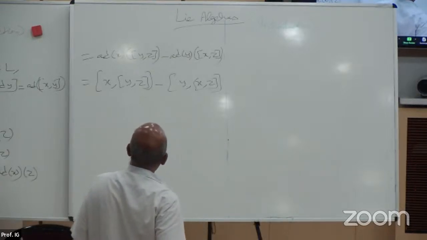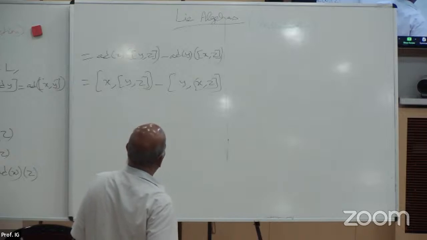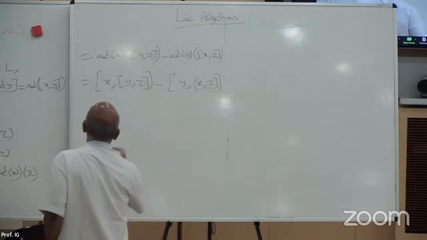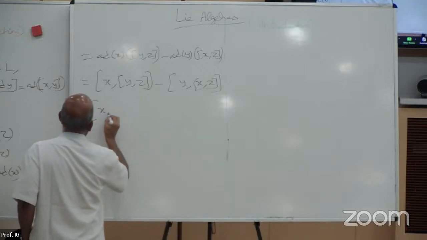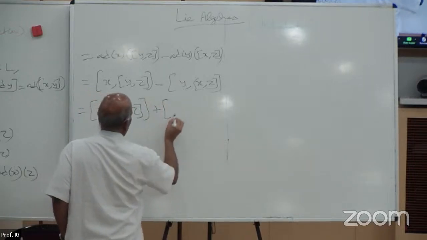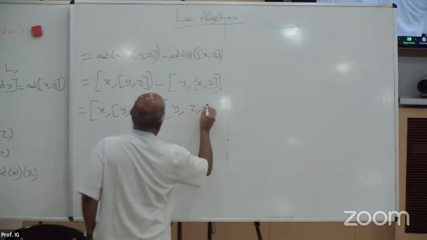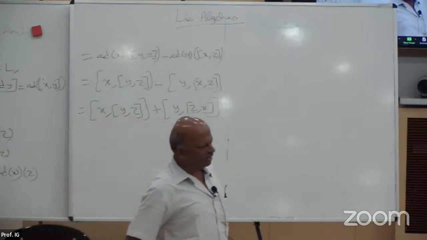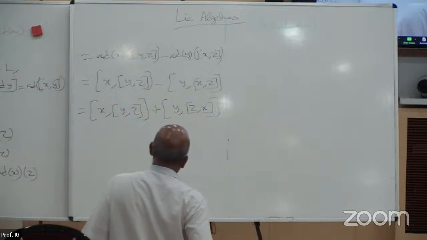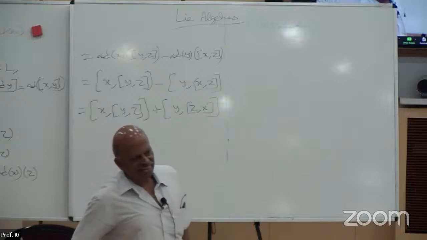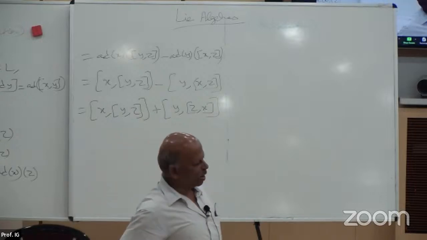And the first one, the order is nice: x, y, z. The second one, somehow there's a slight change. So let us rectify it by taking this. This is where the anti-commutativity comes. By anti-commutativity, minus [x, z] is the same as [z, x]. So what we get is [x, [y, z]] plus [y, [z, x]]. Now it seems to be the proper order.